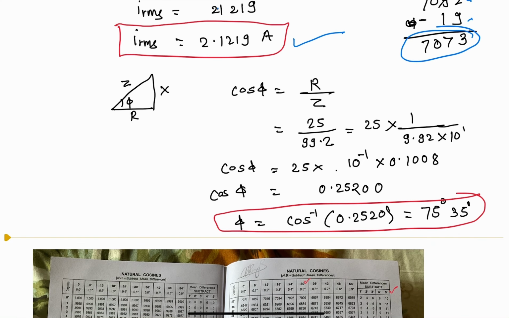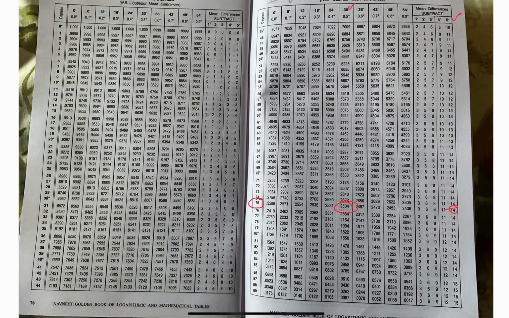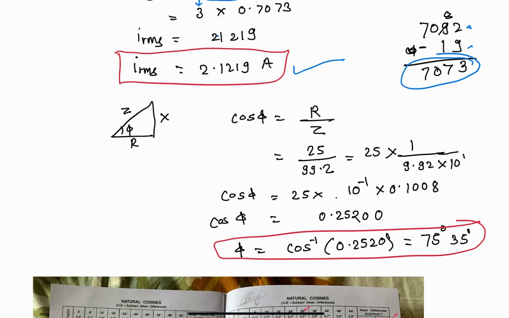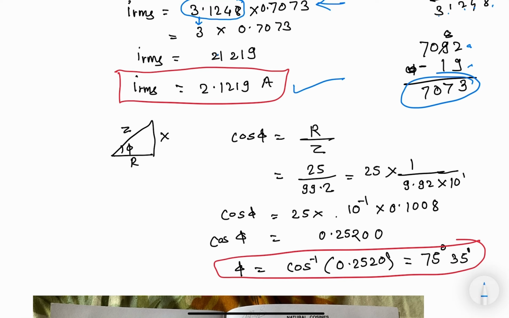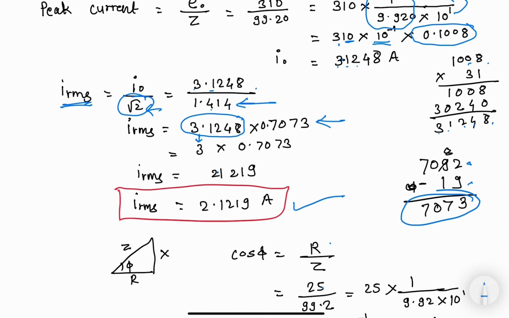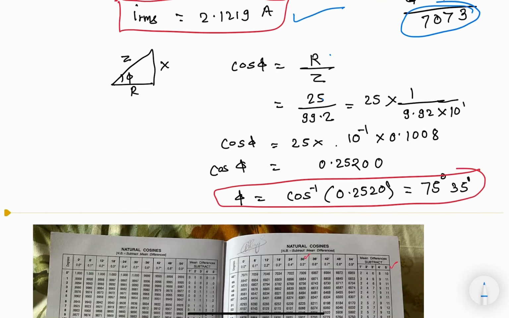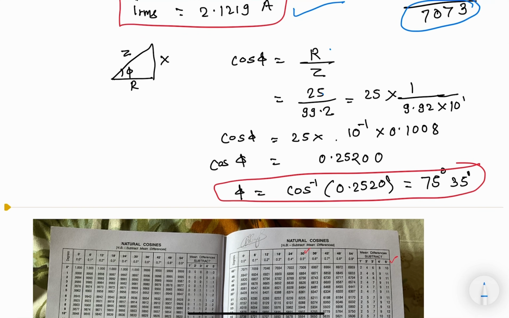Now calculate cos phi. This is an impedance triangle. So in the impedance triangle, with Z, X, R, cos phi is the adjacent side upon impedance. So R is 25 upon 99.92. 25 times 1 upon 99.2. We already found that reciprocal at that place. So it's 0.1008. So I'm writing directly 0.1008. 10 raised to 1 goes to the numerator. After multiplying by 25, we get 0.2520.